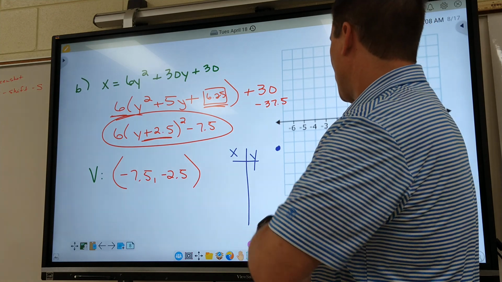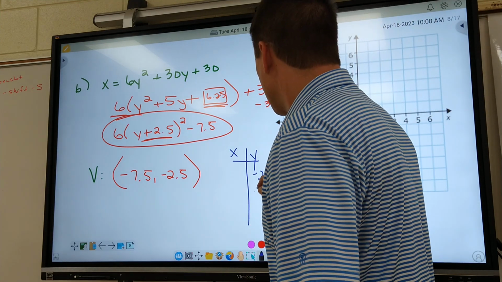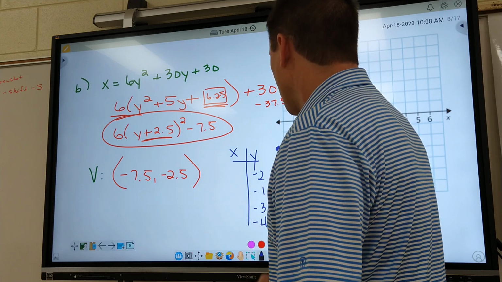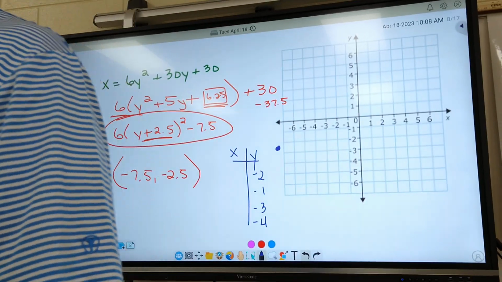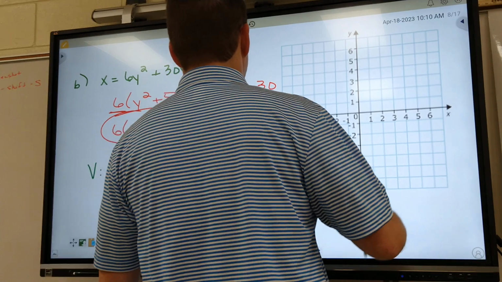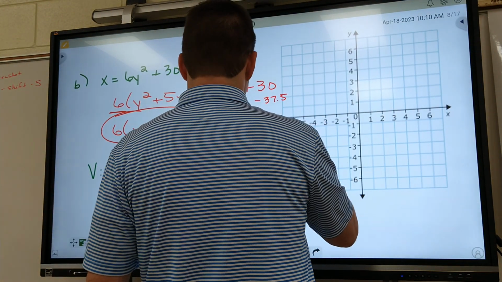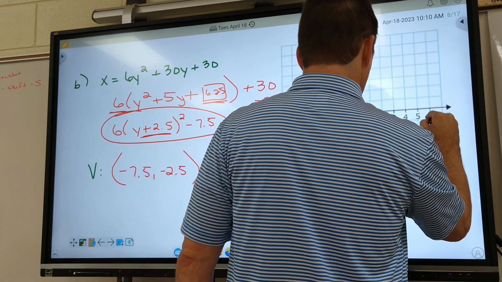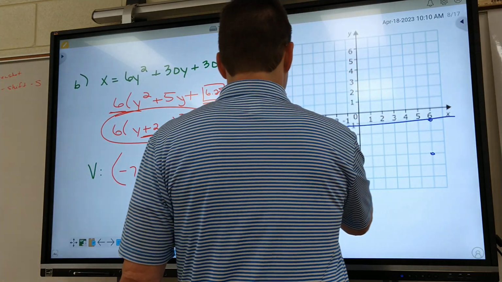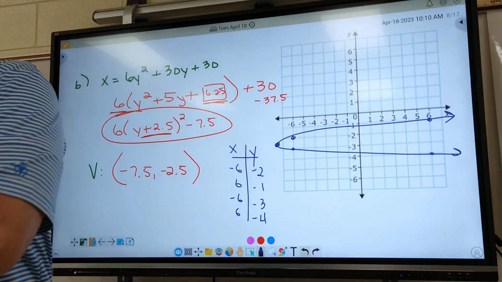All right, so I'm going to plug in above it, -2 and -1. Below it, I'm going to plug in -3 and -4. And all we really need is 3 points to graph it. So if you get something with really big numbers. All right, so I got -6 down 2, -6 down 3. +6 down 1, +6 down 1, 2, 3, 4. All right, so it's pretty long parabola going left to right.